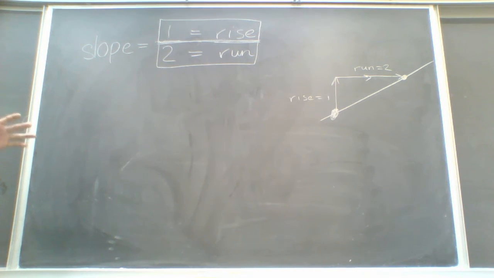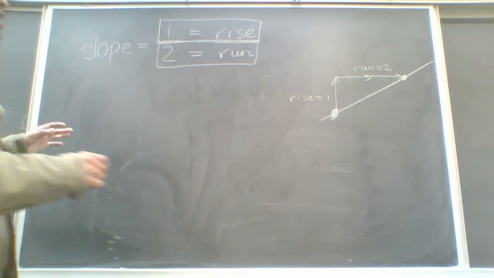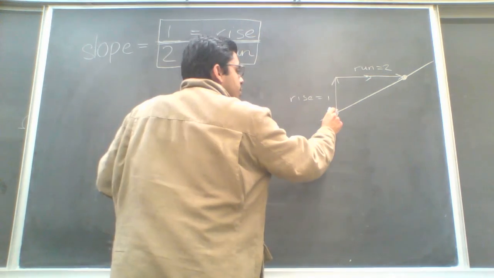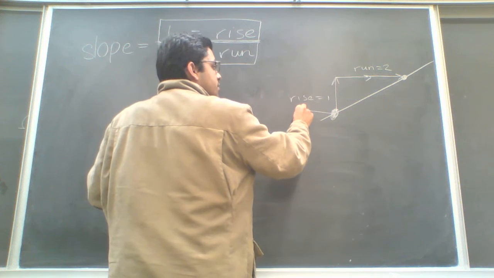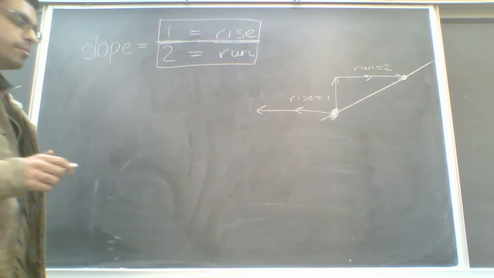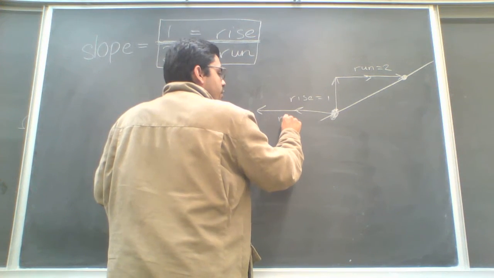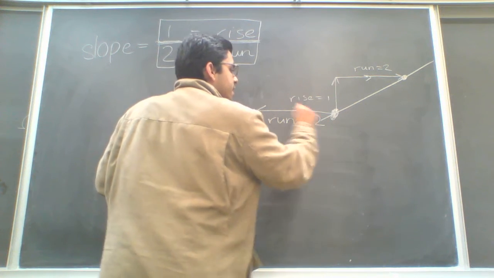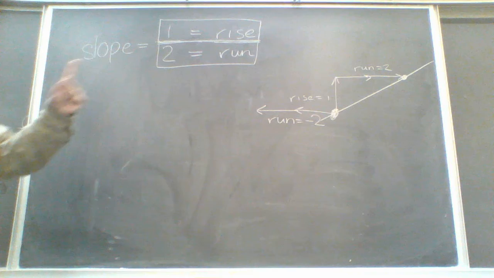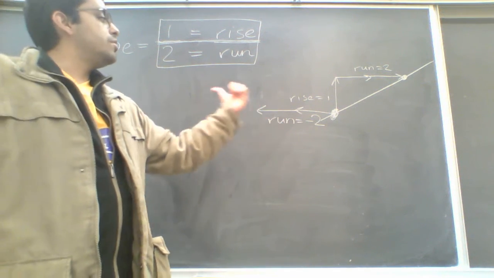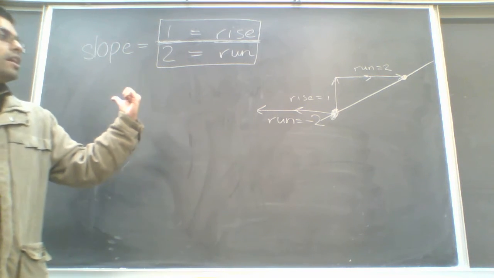Now, you can go in the other direction. The only difference is that if you want to plot a point to the left, your run is going to be going this way. So instead of going 2 units to the right, we have to go 2 units to the left. The problem is that going to the left means your run is negative now. That's the positive x direction, that's the negative x direction. So if you're moving 2 units to the left, that's going to be a run of -2.